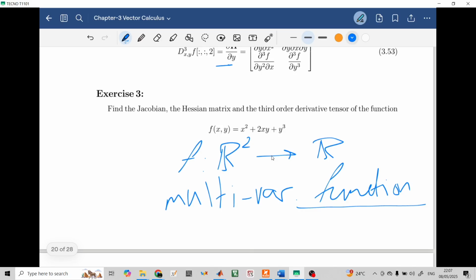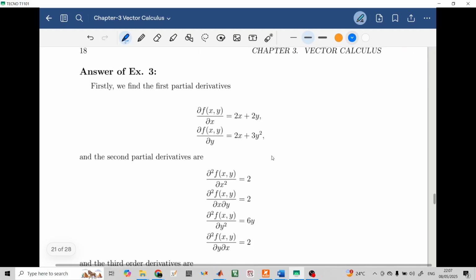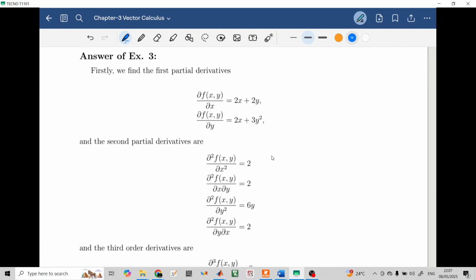And we want to find a third order derivative tensor. Okay, so what we need to do is find the Jacobian and the Hessian, then the third order function or tensor. So in order to find this, we need to find this and this. Okay, so let's find the Jacobian, or the gradient, or the first order derivative.